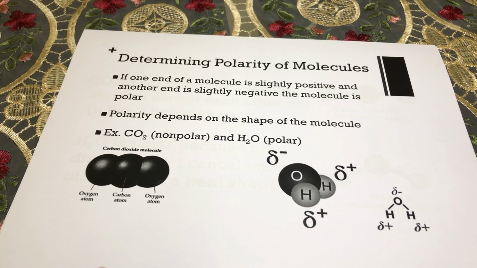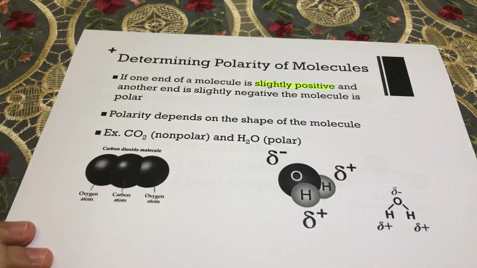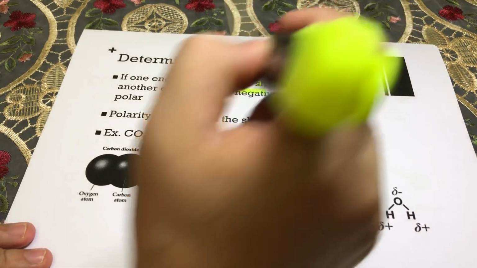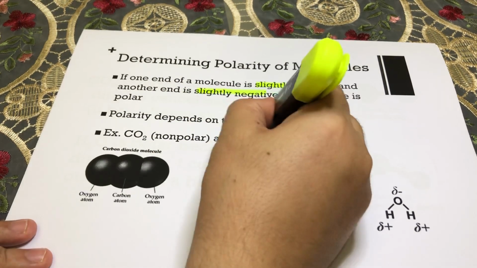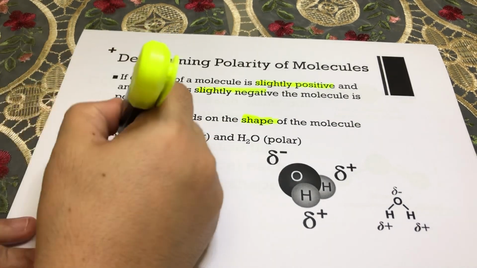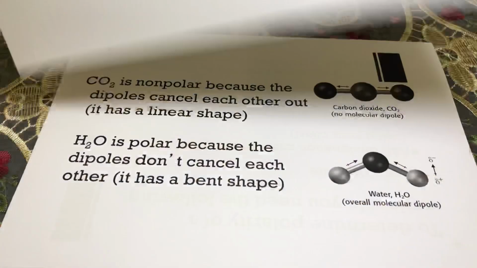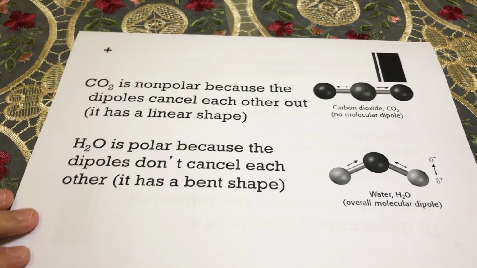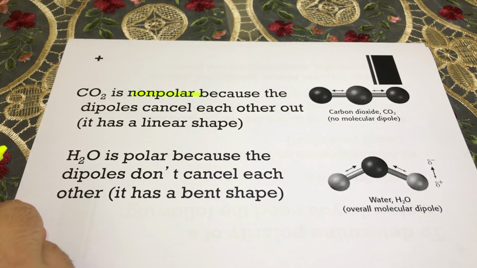If one end of a molecule is slightly positive and another is slightly negative, the molecule is polar. Polarity depends on the shape of the molecule. For example, we have CO2 and H2O. CO2 is nonpolar because the dipoles cancel each other out.